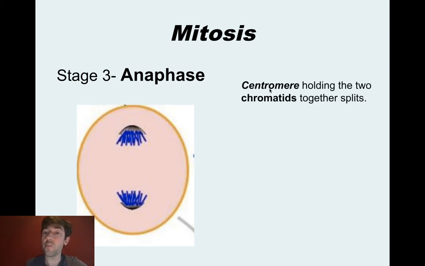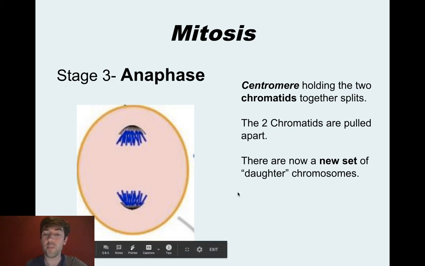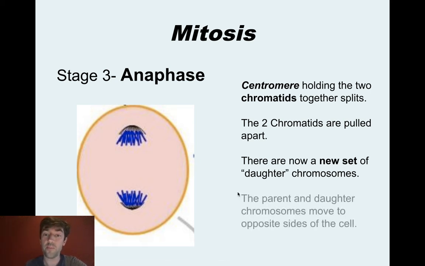Something called the centromere is holding the 2 chromatids, and it splits. The 2 chromatids are pulled apart. Those are sort of the parts of the chromosome. And there are now a new set of daughter chromosomes. So basically, this is one set of chromosomes. This is another set of chromosomes. And they've split into 2 groups. The parent and daughter chromosomes move to opposite sides of the cell, and you can see that.